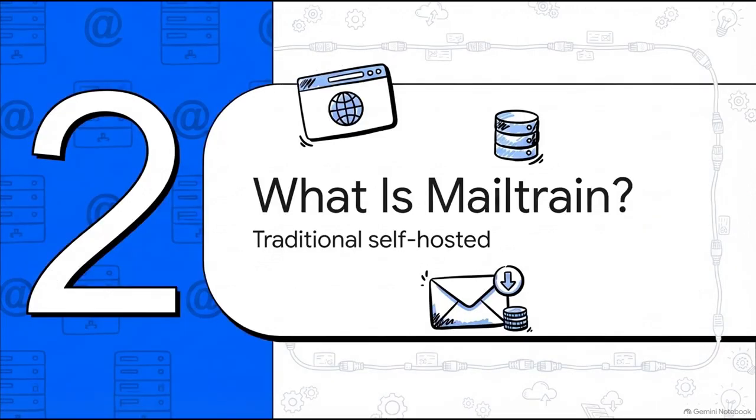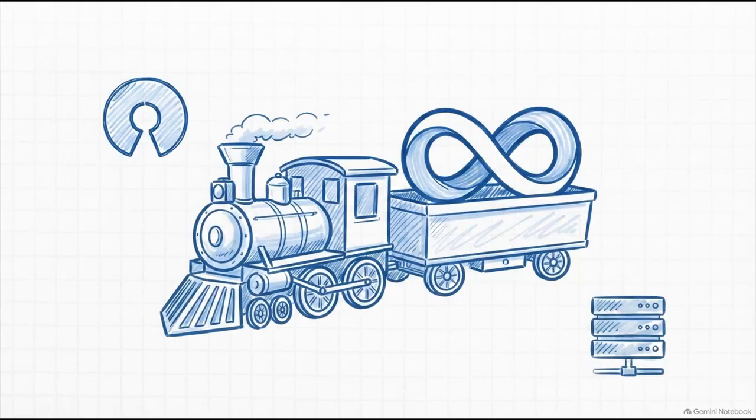Section 2. What is Mailtrain? The traditional self-hosted web app. So, if we're ditching those pricey commercial tools, what exactly are we replacing them with? Enter Mailtrain. Basically, it's an open-source, self-hosted newsletter application. It's built on a Node.js foundation, and crucially, there are absolutely no subscriber limits. This platform has actually been in active development since 2015 under the MIT license, and it is designed to do one thing exceptionally well: manage your campaigns without ever capping your success.